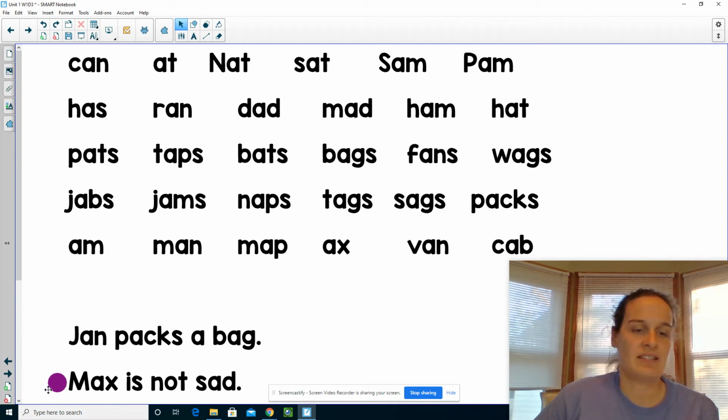Now let's try this sentence. These are two sight words, is, not. Let's go ahead and sound out the other words. Max is not sad. Let's do it again so we sound fluent. Max is not sad. One more time. Max is not sad.